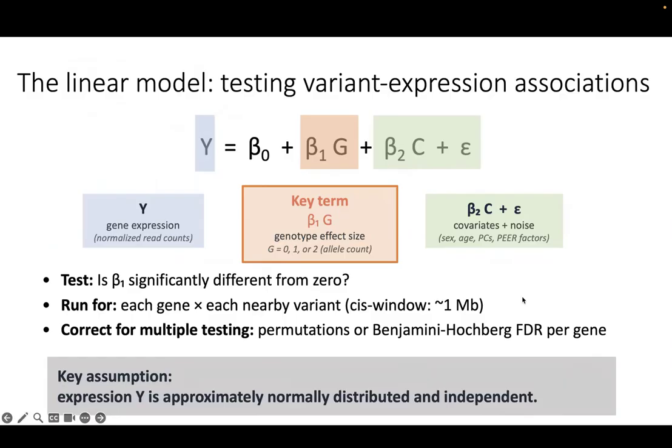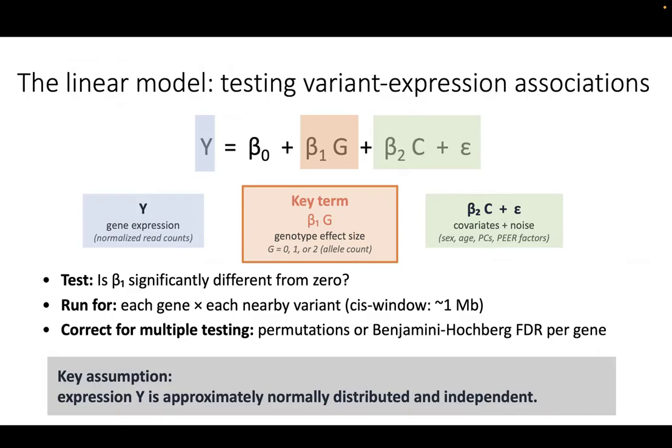So eQTL mapping is based on linear regression, and normalized expression Y is modeled as a function of genotype G, coded as 0, 1, or 2 for the number of effect alleles, plus covariates C and the residual noise. The parameter we care about is beta 1, the change in expression per additional allele. If it is significantly different from 0, we have an eQTL.